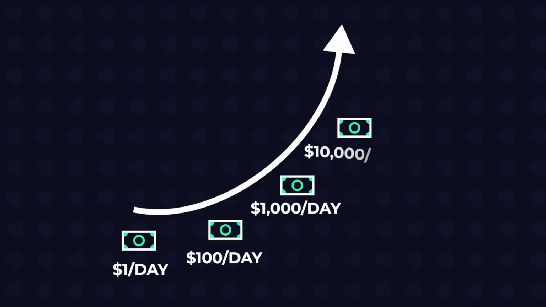But if you want to go beyond $10,000 a day in ad spend, it does help to have multiple front-end offers. So let's talk about level 4, spending $10,000 a day or more.